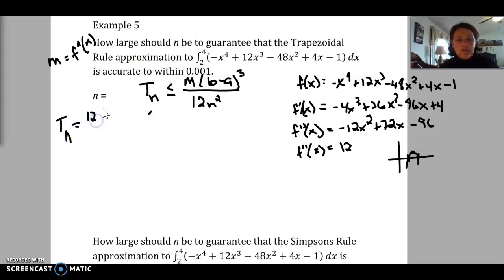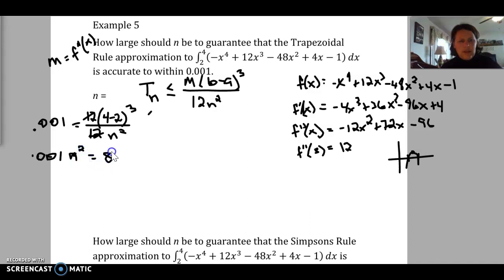So we have 12, and then b minus a, which is 4 minus 2, cubed, over 12 n squared. Now, we want our error to be accurate within 0.001. So I'm going to put that here on the left-hand side, 0.001. Now I have an equation that I can solve for. These 12s will cancel. I can multiply n squared to both sides. So I get 0.001. 4 minus 2 is 2. 2 cubed is 8. So let's bring n squared over there too.